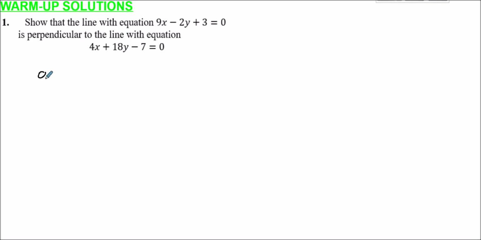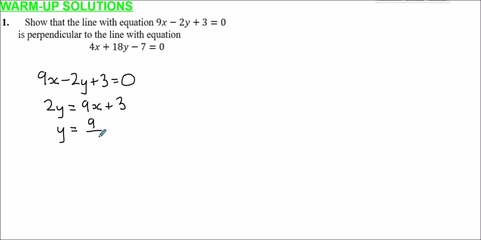So I'm going to start by just taking 9x minus 2y plus 3 equals 0 and rearranging this by adding 2y to both sides. So we get 2y equals 9x plus 3. Then we divide through by 2. We get that y equals 9 over 2 x plus 3 over 2. And so all we've done here is rearranged this first one in yellow into this standard y equals mx plus c form.